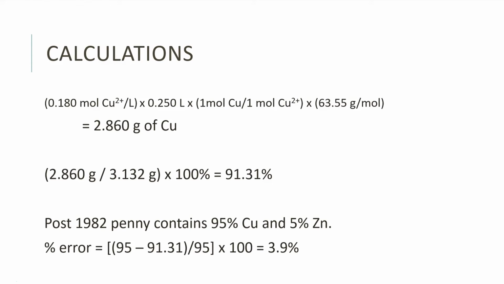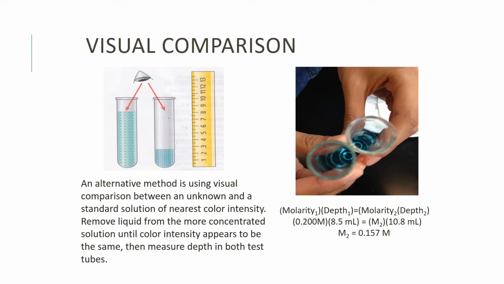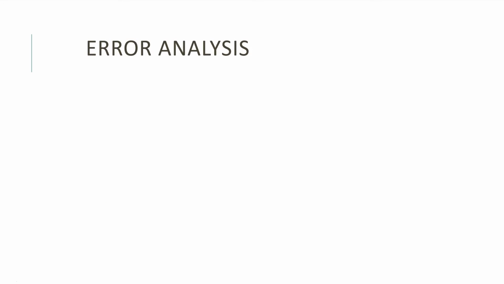Visual comparison. An alternative method to find the concentration of the copper ion in the unknown solution is by using visual comparison. This includes comparing the unknown solution with a standard solution that is closest in color intensity or a bit more intense. Then remove some of the liquid from the more concentrated standard solution until the color intensity appears to be the same. Then measure the depth in both of these test tubes. Then use the equation molarity 1 times depth 1 equals molarity 2 times depth 2. As you can see, the calculated molarity is 0.157 molar.